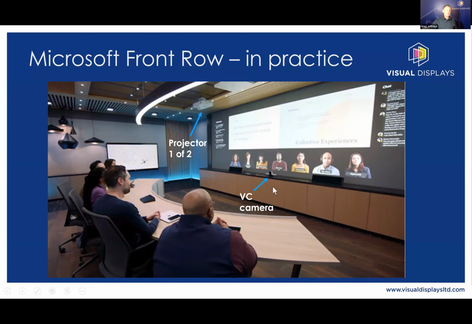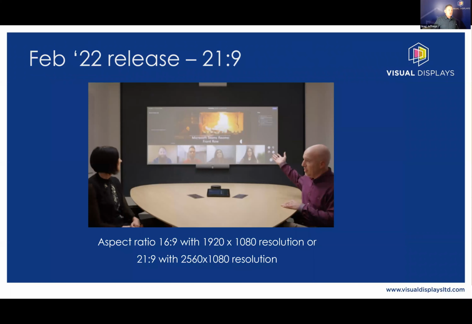Unlike the previous slide, where the camera is not actually shown, although if you look in other things, it's embedded in the screen. That's another rabbit trail. We'll look at that another time. Here they've got the VC camera in a more conventional view. However, the main event today is we're going to look at this new release of Front Row.